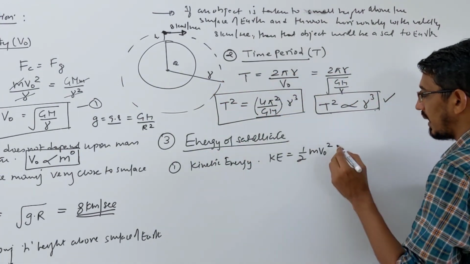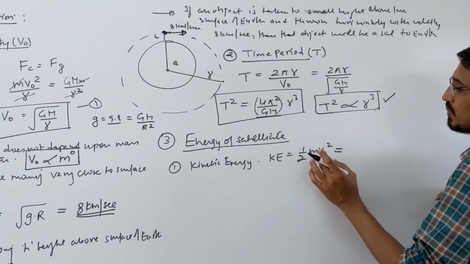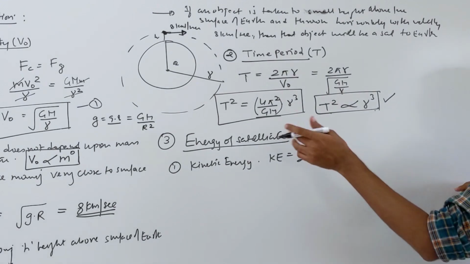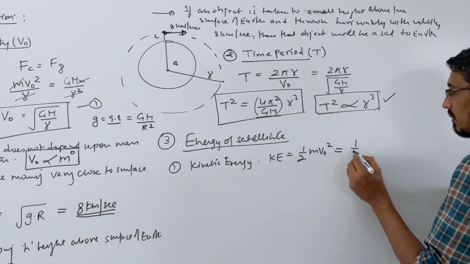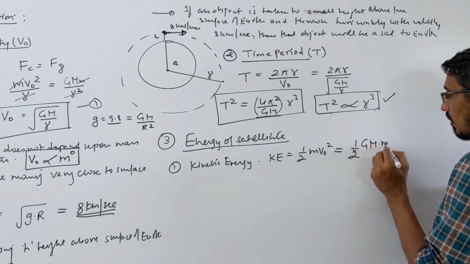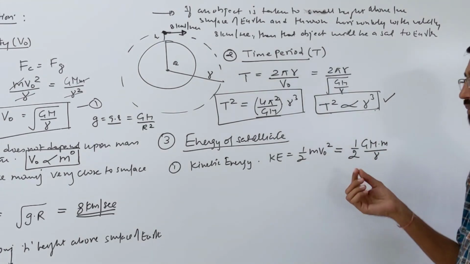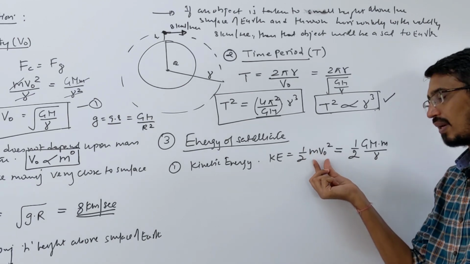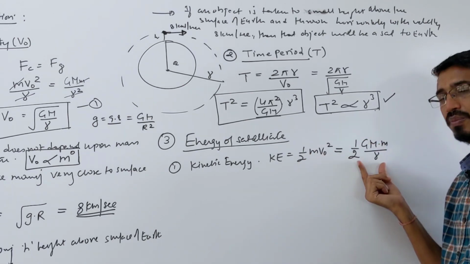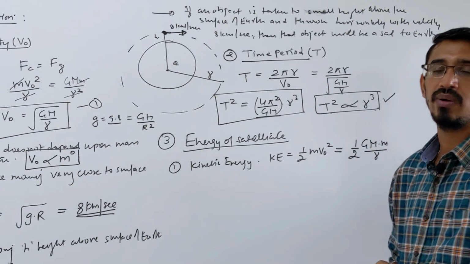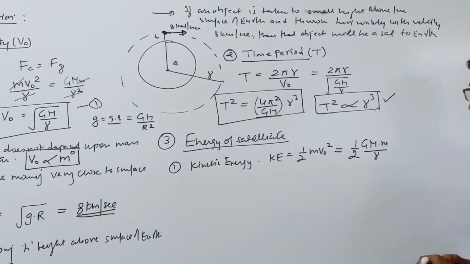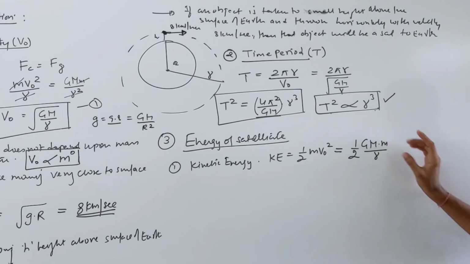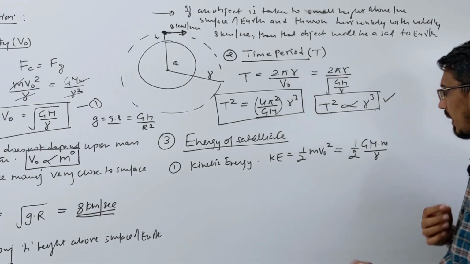This answer you can also get in terms of capital G. Just put the velocity value here. If you put that value, it comes to half G capital M small m by r. This is in terms of capital G. So we will always write energy in three formats: one in terms of velocity, one in terms of capital G, which is the distance format, and one in terms of angular momentum, okay. Let me first write all the energies.